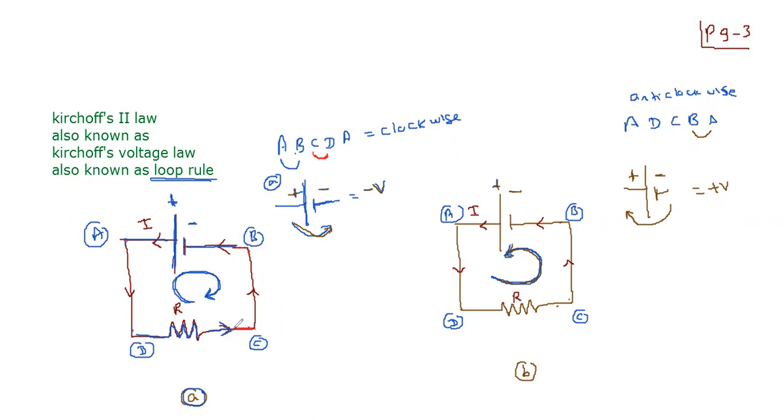So how does my loop direction come? When going clockwise, I am crossing the resistance against the current. I go from A to B, B to C, C to D, D to A. So when I go clockwise, I am crossing the resistance against the direction of current. The direction of current is D to C, but I am going C to D. So since it is against, it is plus IR.